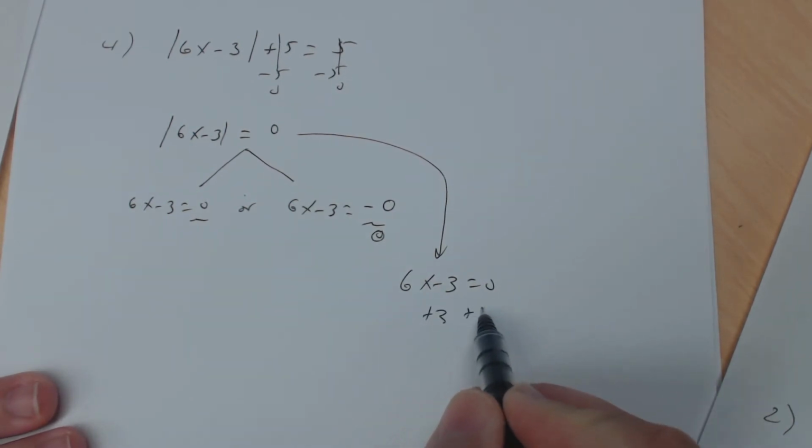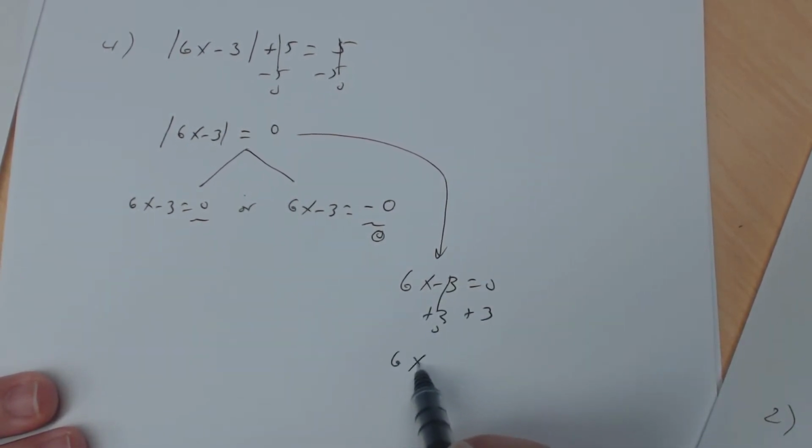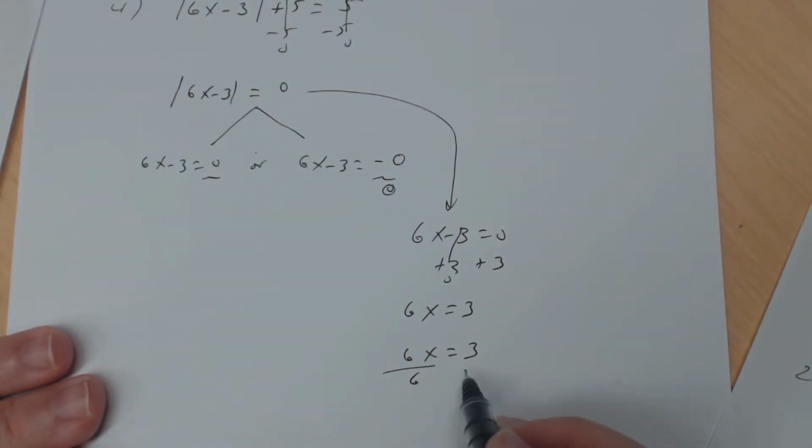All right, so then you just add 3 to both sides, and so you get 6x equal 3. And then to get x by itself, divide both sides by 6, and you get x to be 3/6, which is 1/2.